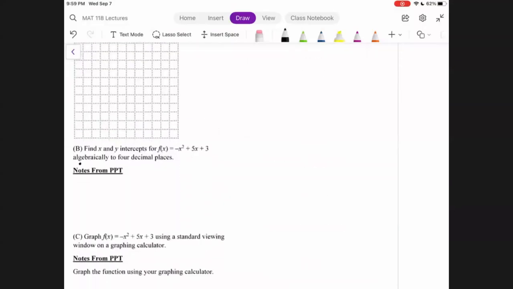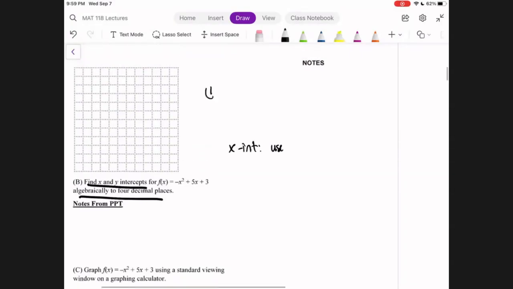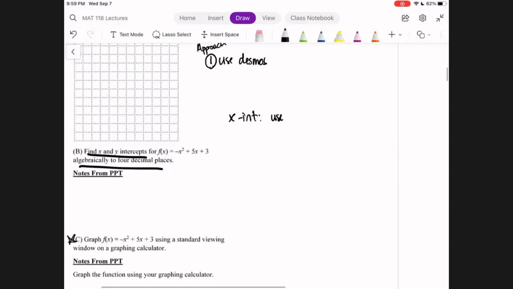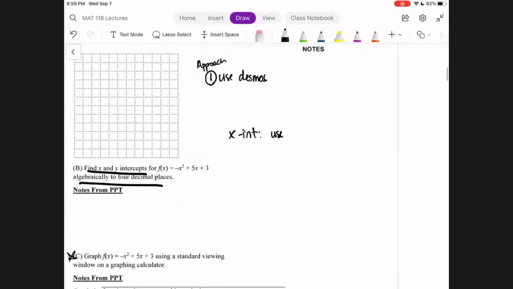So it says here we need to find... So you want to think x-intercepts. The goal is to use... So one thing I will say is that one approach is you just use Desmos. And as you saw, Desmos will identify your intercepts and your vertex. We'll talk about the vertex a little bit later. And you see that is what part C is doing. But if you just want to use Desmos to do everything, perfectly fine.